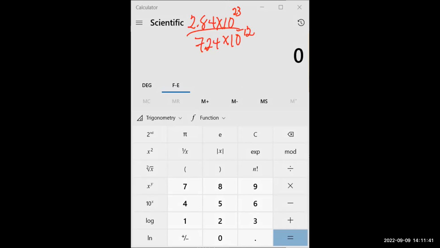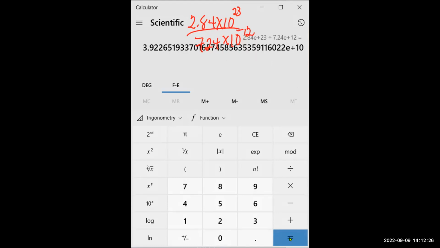So do we go ahead and input the number? We get 2.84. Hit the scientific notation button, whichever button you have on your calculator. Then we hit the exponent, which is 23. That is the format for the calculator of inputting 2.84 times 10 to the 23rd. Then we divide like we normally would, and put in the denominator 7.24 exponent 12. Then we hit equals.